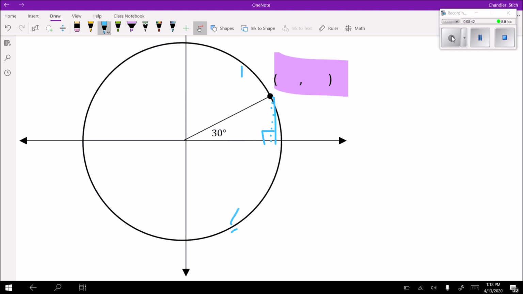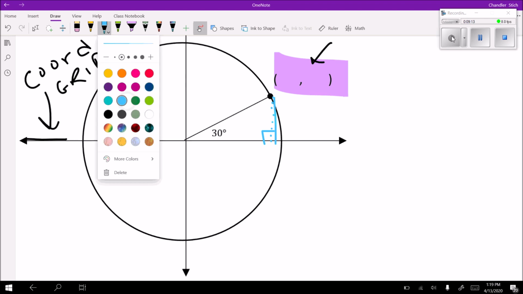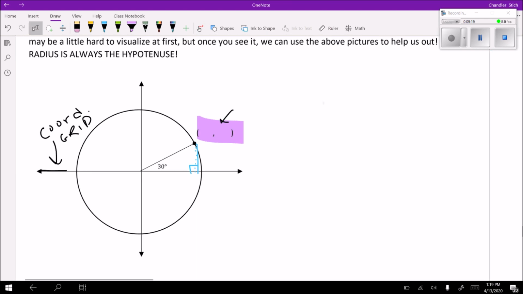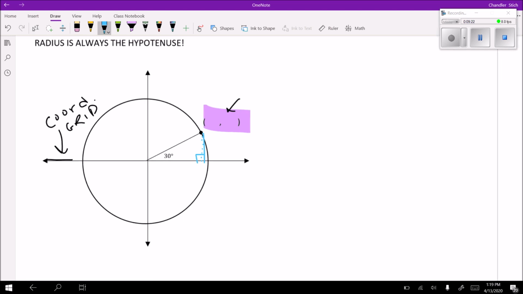I also want to reiterate that what you see in these black lines here is a coordinate grid. We have a circle placed on a coordinate grid, so we should have coordinates at every point. Hence, what's in purple here, right? That's a coordinate. We need to find what coordinate that is. If you know your 30, 60, 90 pattern, or your 45, 45, 90 pattern, it becomes very easy. Not very easy, but we can make this relationship pretty easy.